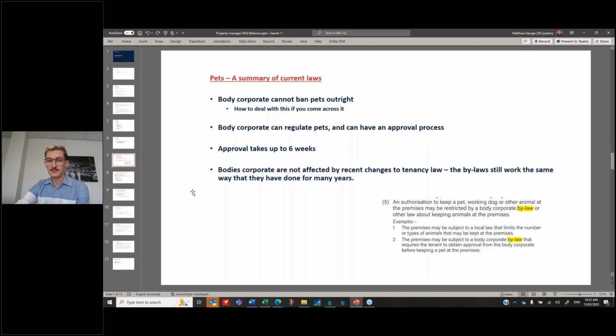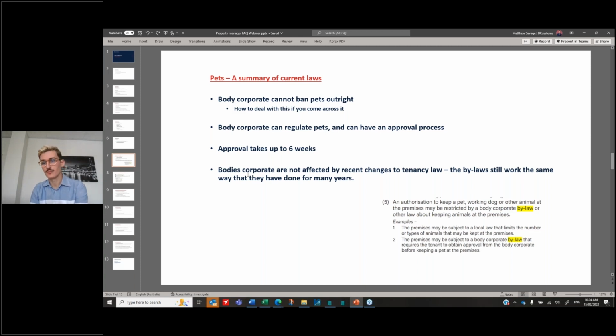Next topic, pets. I'm sure that's everybody's favourite topic, property management. A summary of the current laws. So there's been a lot of discussion about pets in the last 6 months. There was a change to the RTRA Act, which I'm sure everybody on the call is aware of.